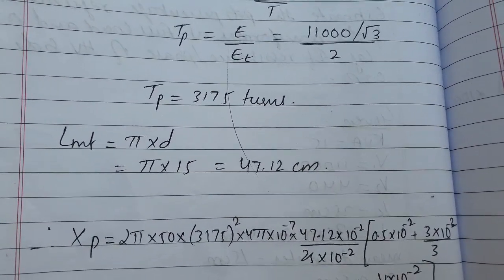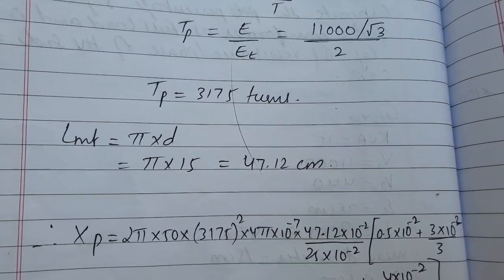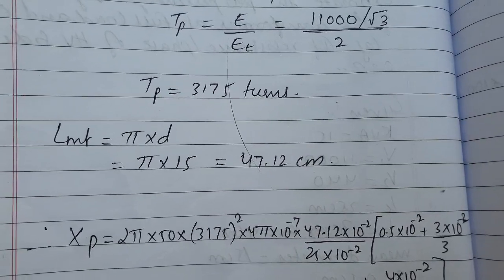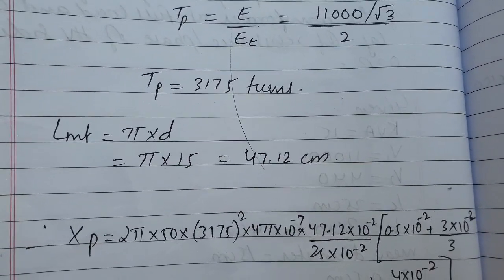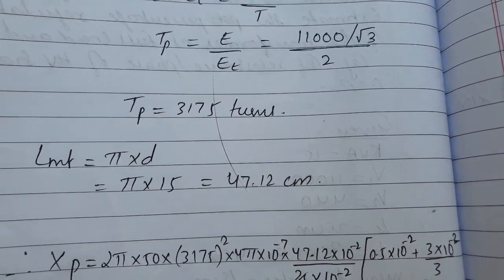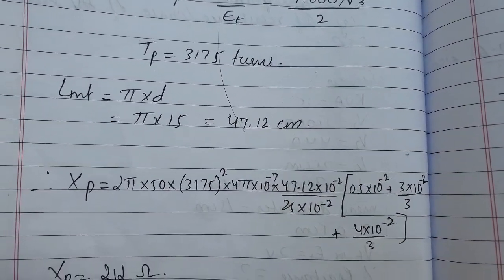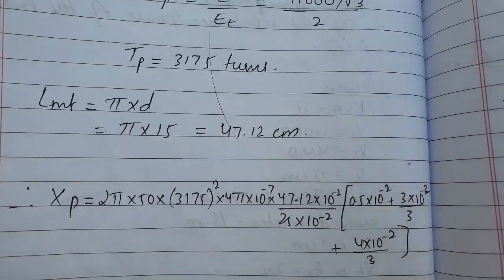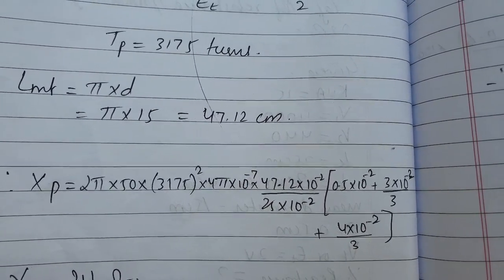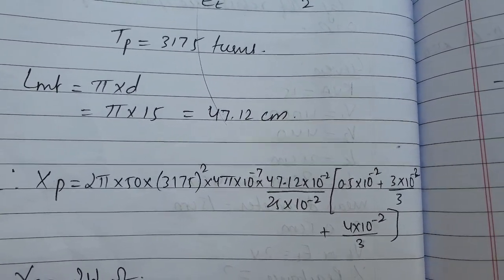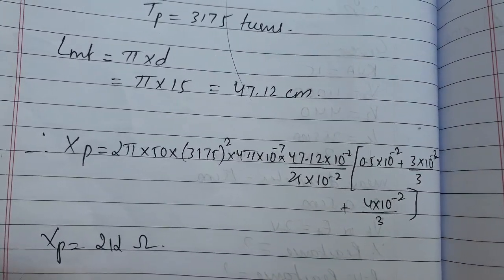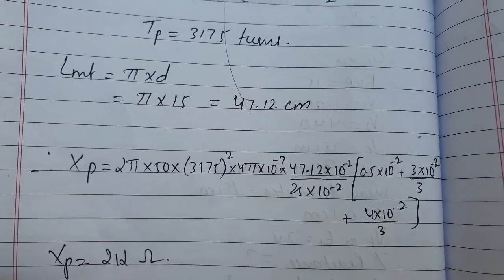Next, if you see the LMT diameter he has given, so we have to calculate the length. So to convert it into length, I am using the circumference formula, that is LMT is equal to pi into D, which is nothing but 47.12 centimeter. Substitute all the values in XP equation, and here everything I have converted into meters as the values are given in centimeter. So after solving you will get XP is equal to 212 ohms.